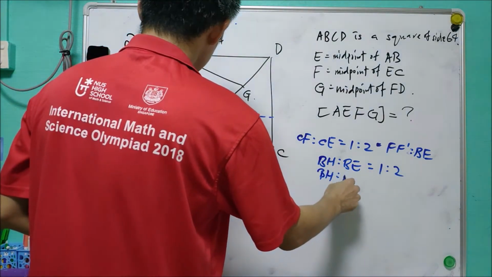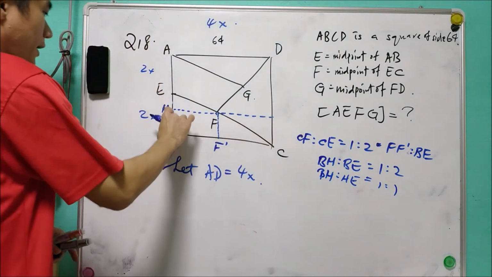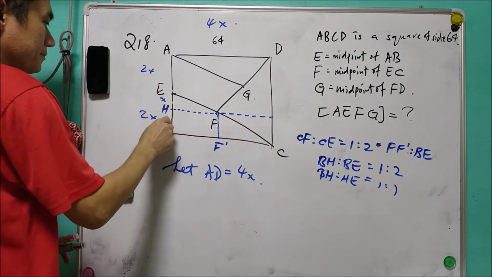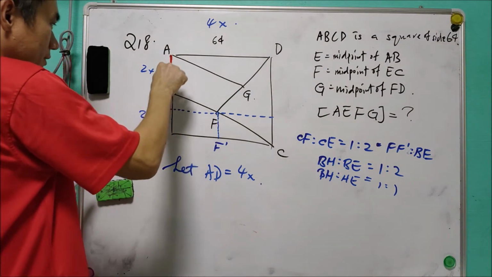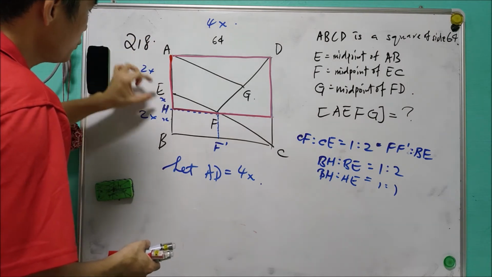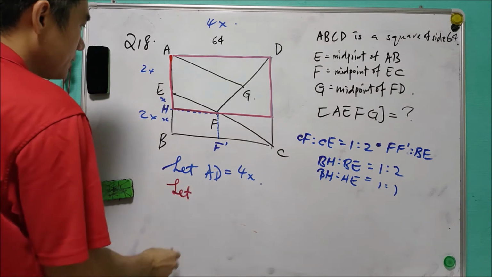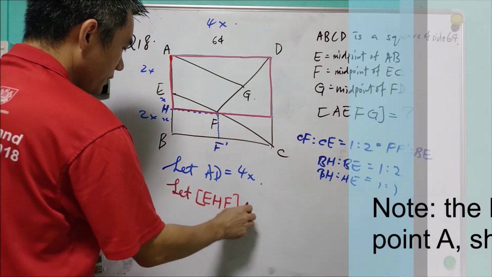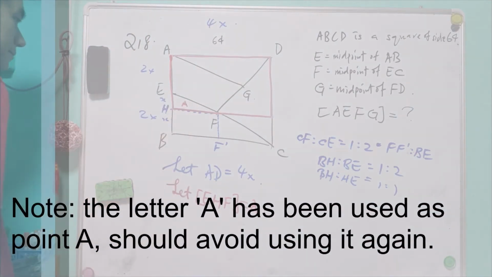And BH to HE is 1 to 1, and therefore it is x and x. Now we are focused on this rectangle. AE to EH is 2 to 1. So now I let the area of triangle EHF be equal to A. So call this A.